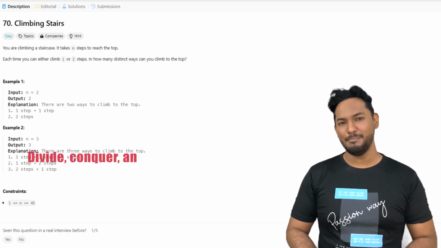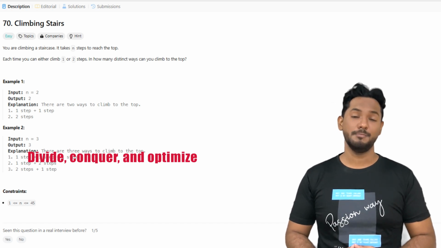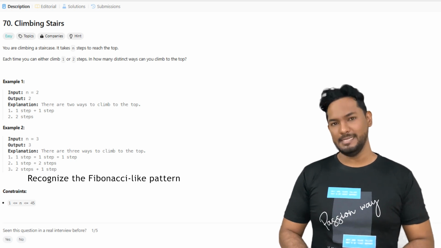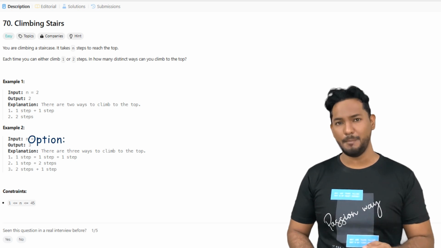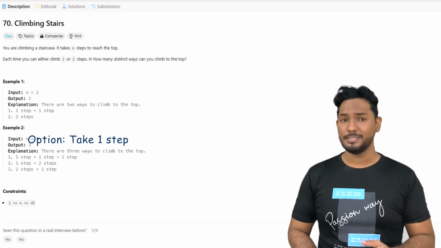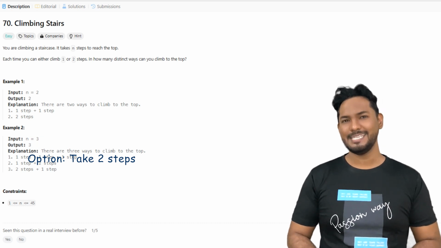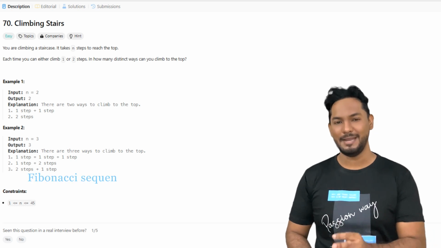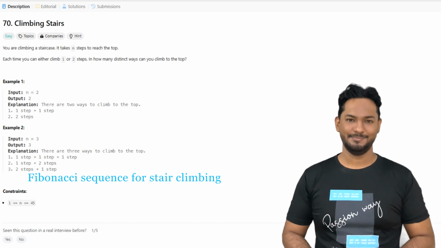This problem can be solved using dynamic programming where we break it into smaller, manageable subproblems. The trick is in recognizing a pattern to get to n steps. You can take one step from n minus 1 and take two steps from n minus 2. So the total number of ways to reach n is the sum of the ways to reach n minus 1 and n minus 2. Actually, it's a Fibonacci sequence in disguise.